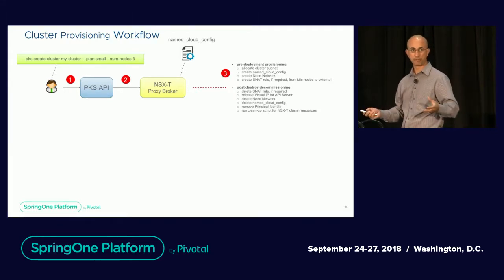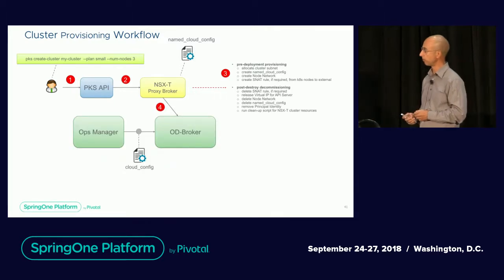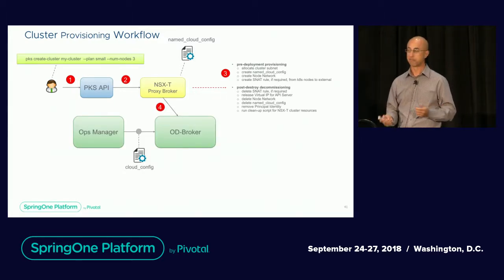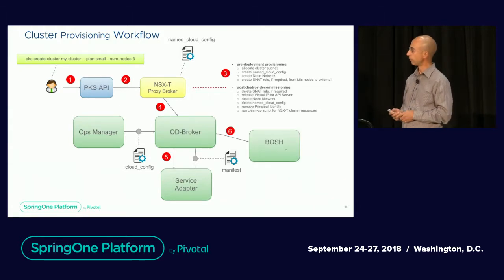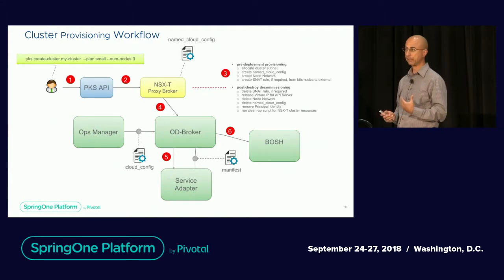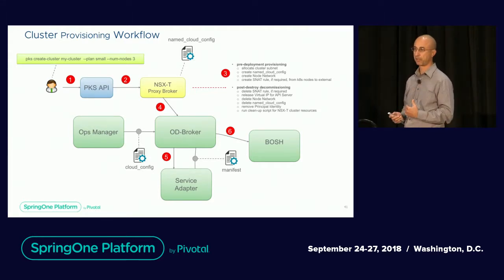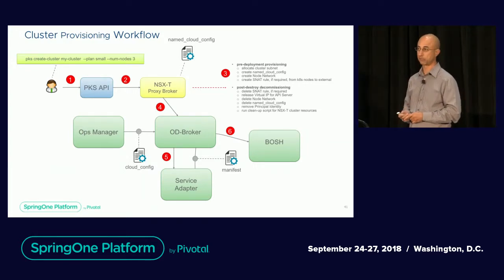Then, once the provisioning of the node network is completed, the proxy broker calls the standard on-demand broker. And the on-demand broker creates, through the service adapter, the manifest for your new installation through BOSH. So BOSH now goes ahead and prepares worker and master nodes on a network that was set up by the proxy broker in the previous stage. Fundamentally speaking, all the stages the proxy broker is doing for you in an automated way, you typically have to do in a manual way. That's what we integrate with NSX-T components.